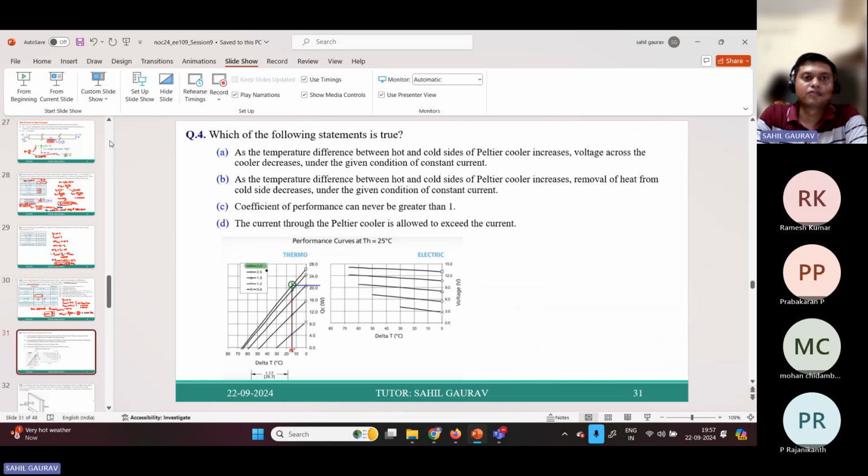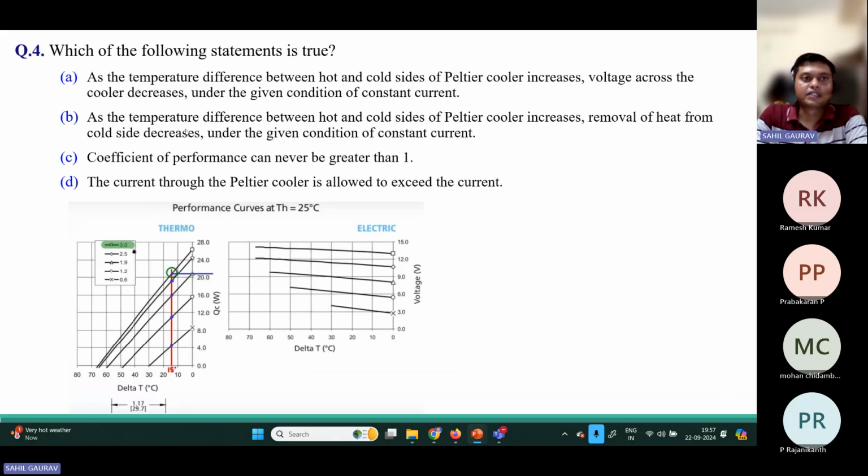Okay, so let us come to problem 4, which of the following are true. The first statement is, as the temperature difference between the hot and cold side of the Peltier cooler increases, the voltage across the cooler decreases under the given condition of constant current. I have given this thermal and electrical graph for this Peltier module, so from there you can also see. Here they are showing a voltage, so we will see the electrical graph.